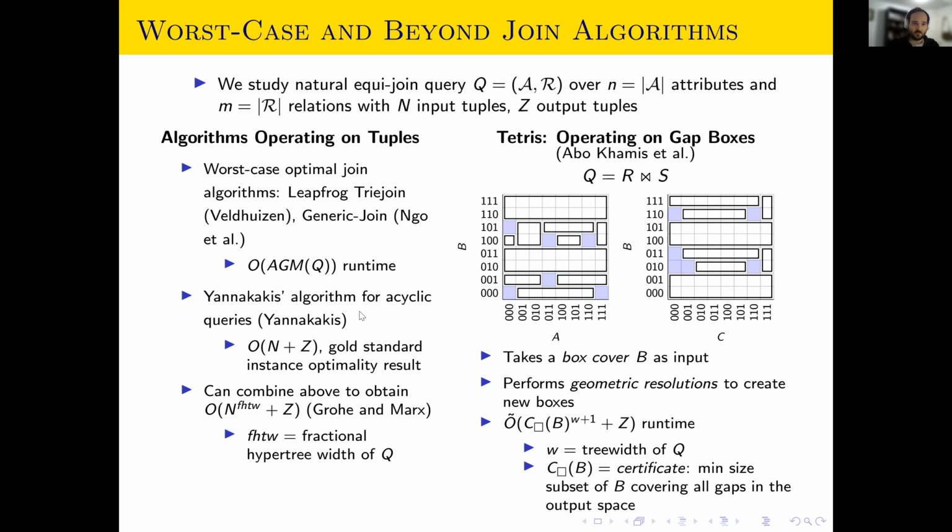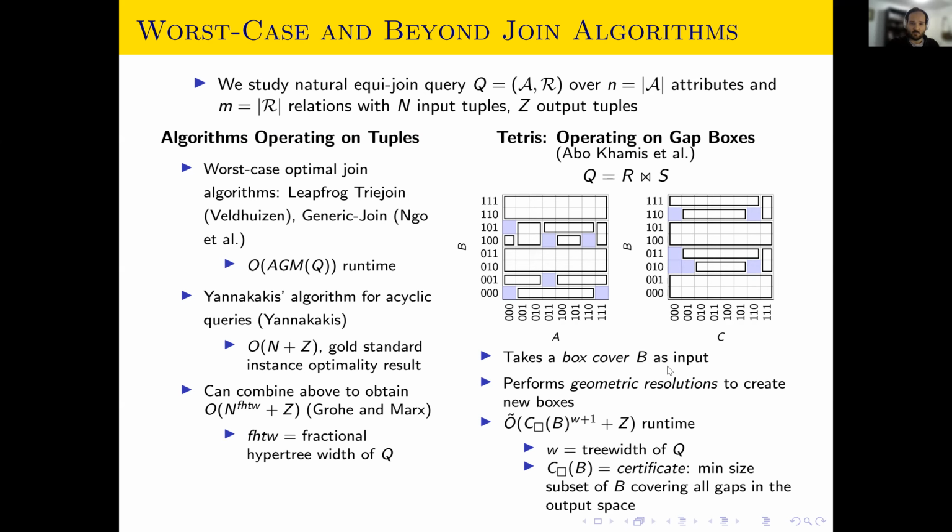There's Yannakakis's algorithm for acyclic queries, which runs in big O of N plus Z, often considered the gold standard instance optimality result. You can combine the above to obtain big O of N to the power of the fractional hypertree width of the query, plus Z. One algorithm which we will focus on in this paper and build upon is called Tetris, which operates on gap boxes instead of input tuples directly.